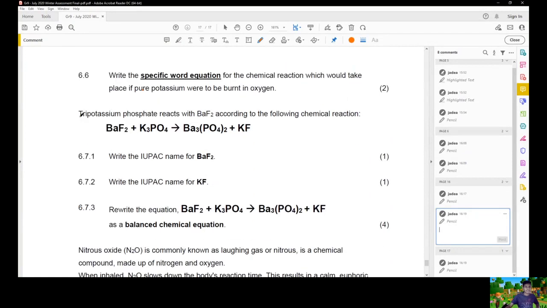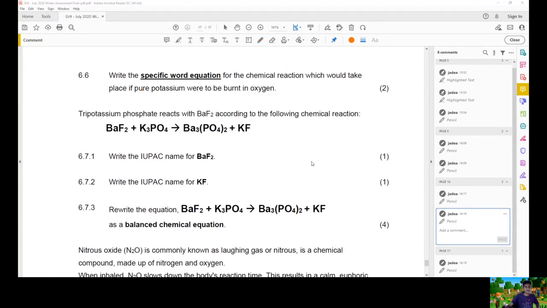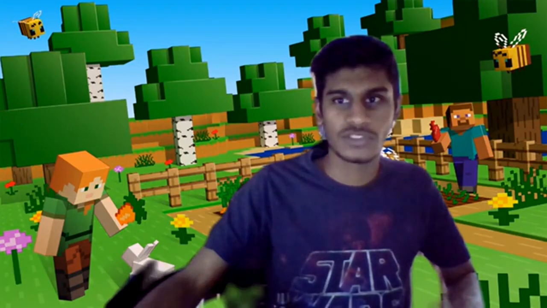Question 6.6. Write the specific word equation for the chemical reaction which would take place if pure potassium were to be burnt in oxygen. It's nicely highlighted, underlined, and bolded there for you that we are looking for a word equation.